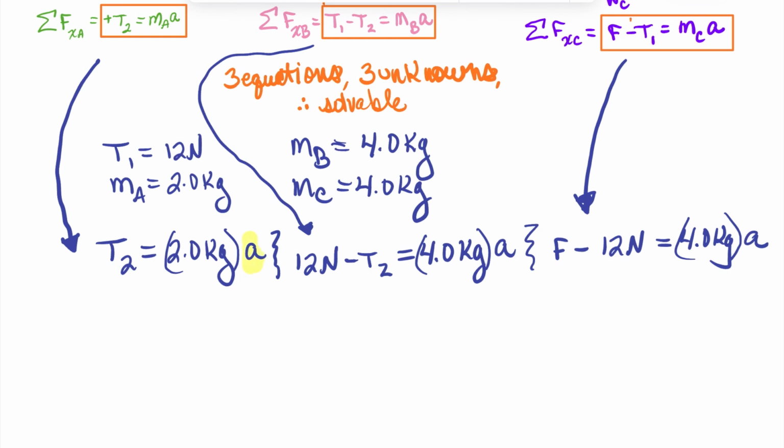All right, so my algebra plan is going to be to take T2 from the equation on the left and substitute it in for T2 in the equation in the middle. Then I'm going to take that middle equation, solve it for a, and substitute that into the equation on the far right.